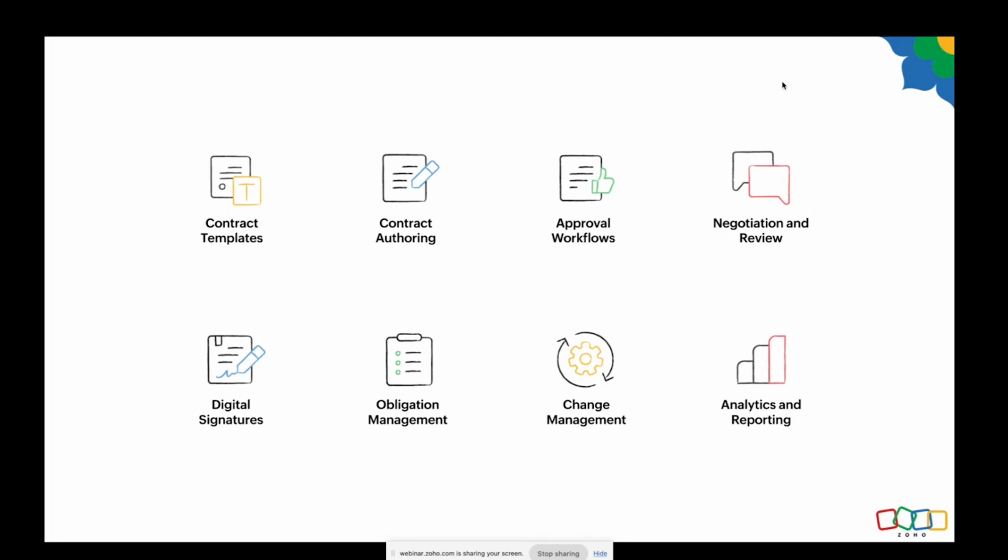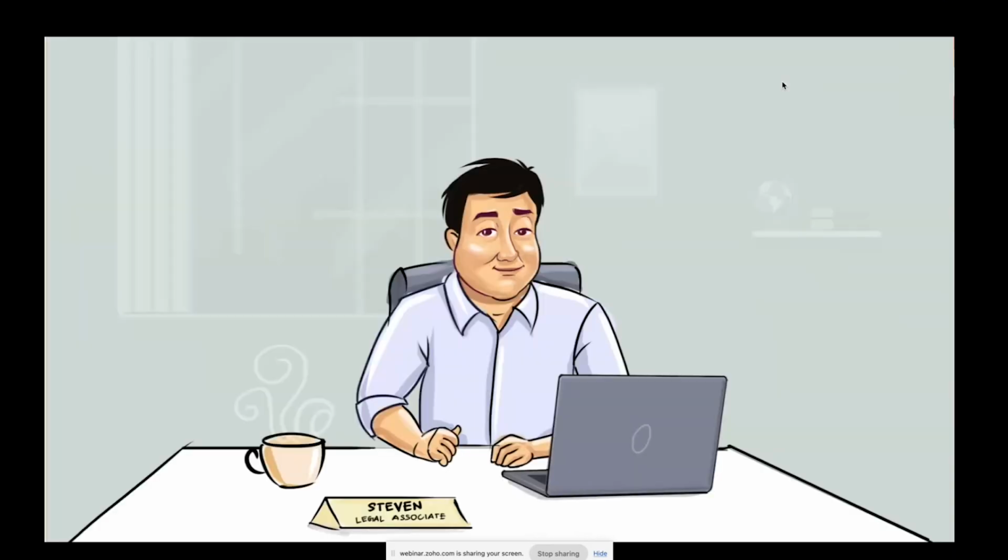Before showing the user interface of Zoho Contracts, I would like to introduce a character here. His name is Steven. He's a legal associate. As you can see, he's very happy. He has Zoho Contracts in his system and he's going to use it for his contract management needs. So he's all happy, he's having a cup of coffee. It's a beautiful day for him. So what are the things that he's going to manage is what I'm getting at right now.